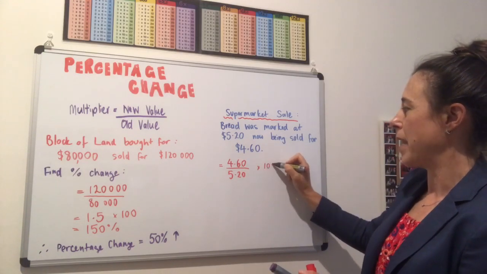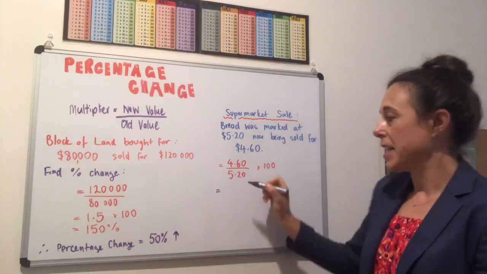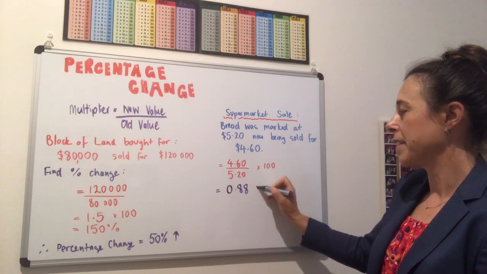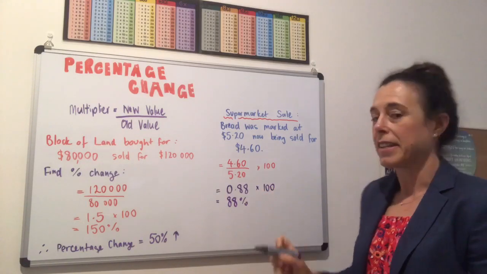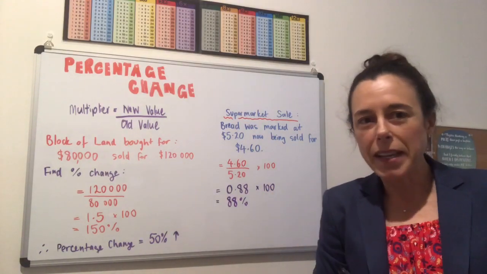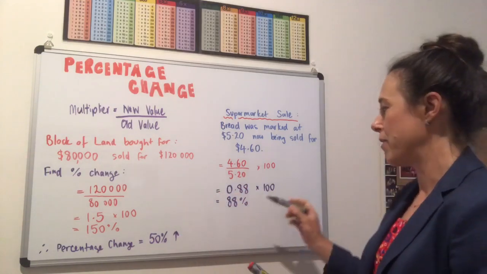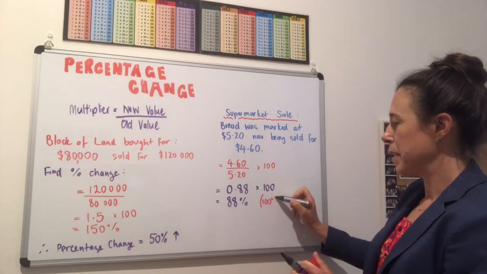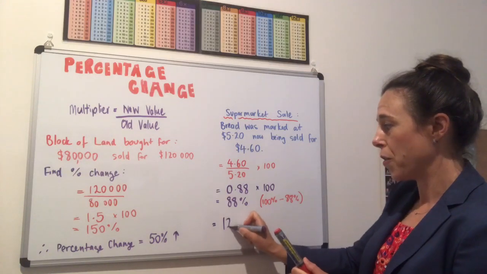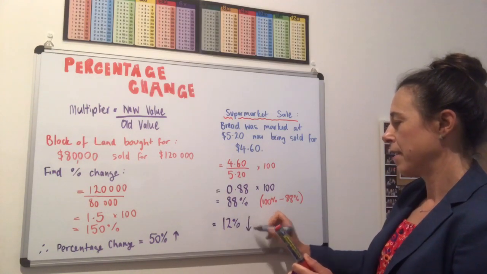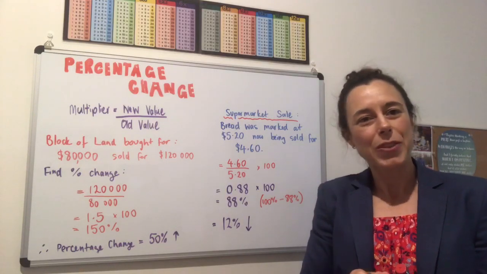And then we're going to have to times that by 100 to get our percentage change. 460 divided by 520 is 0.88. If we times that by 100, we end up with 88%. Now that's less than 100, so it hasn't been discounted by 88%. It's been discounted by the difference between 88% and 100%. So if we do 100% take away 88%, we are left with a 12% decrease or 12% change. Okay, so that's how we look at percentage increase or percentage decrease.